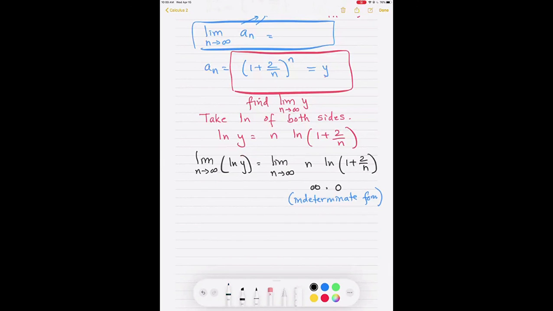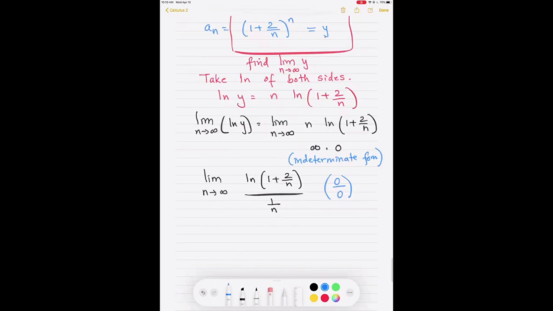And so what do we do then? We go limit as n approaches infinity of ln(1 + 2/n) over 1/n. This is the move we make when we use L'Hopital. So now this is of the indeterminate form 0 over 0. Right? Yep. There we go.